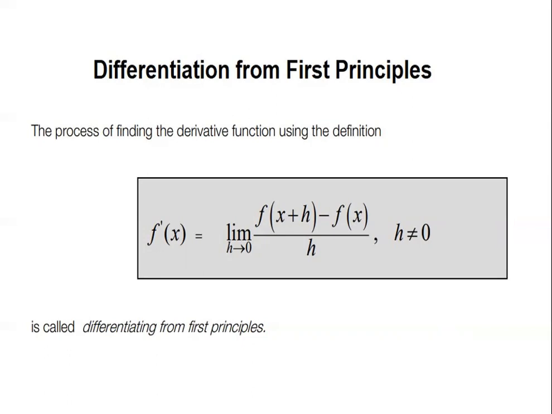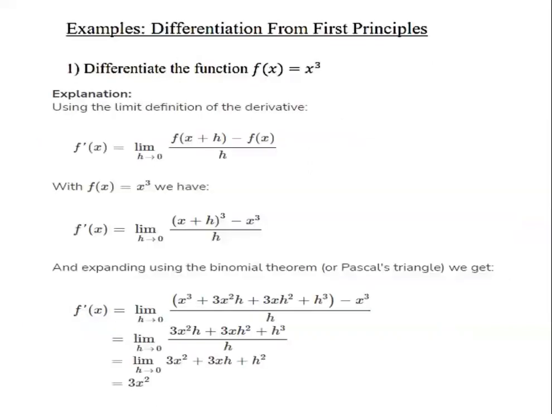That the derivative of f(x) is equal to the limit as h tends to 0 of f(x plus h) minus f(x) over h, right? And of course, the condition is that h cannot be 0. And we're going to use this formula to differentiate a couple of very simple functions. Let's take a couple of examples. Let's start with this one. We want to differentiate the function f(x) equal x cubed. And we are using, of course, the formula that we have.